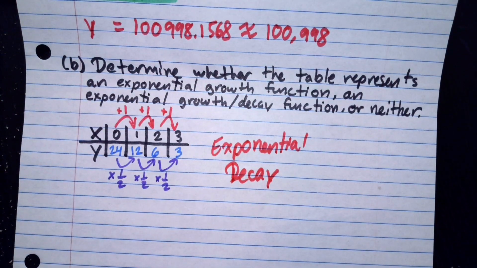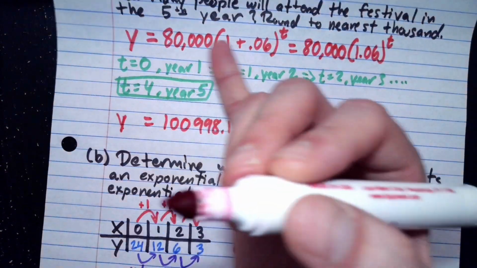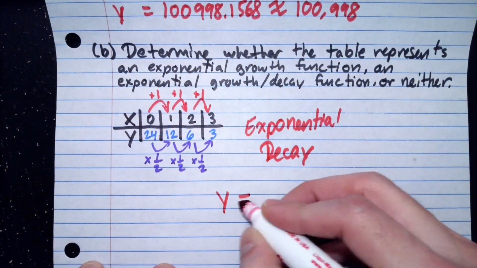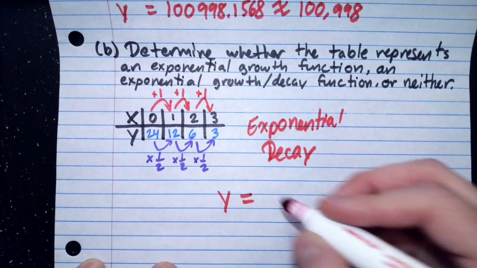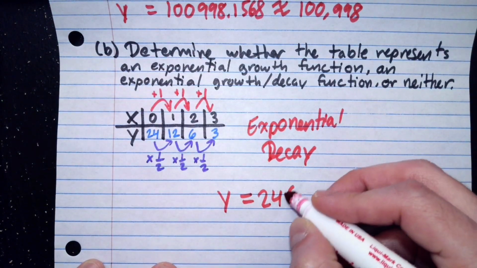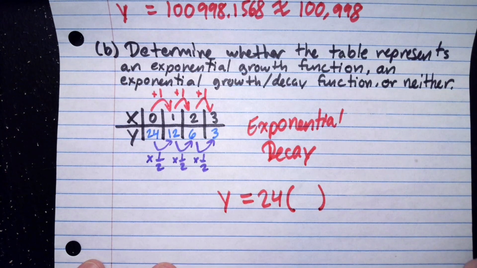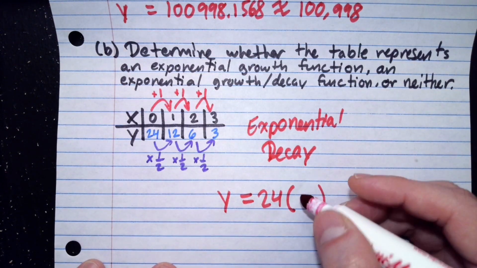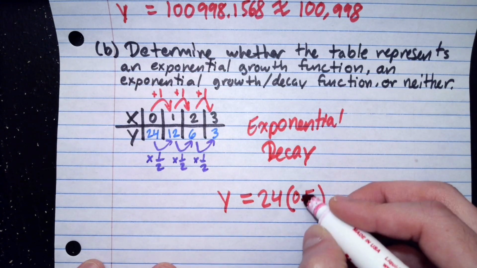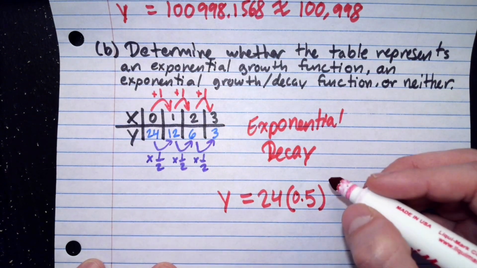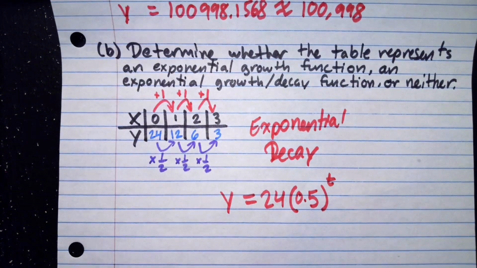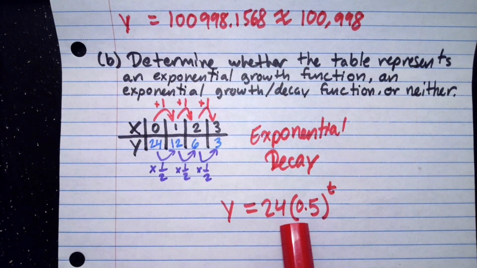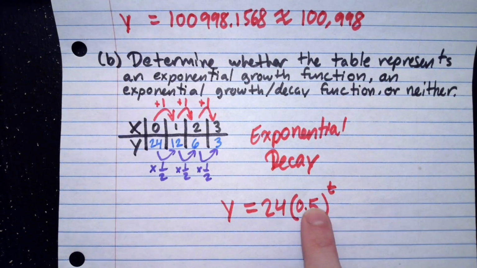And they don't ask us to, but if we really wanted to, we could find an equation like we did up here. Well, I'll do it really quick. The initial value is 24. That factor that keeps being multiplied over and over and over is 1/2, 0.5. And then we're raising that to the t power. So based on the decay form that we already know, we know that this has to be decay because look, this number inside here is less than 1.